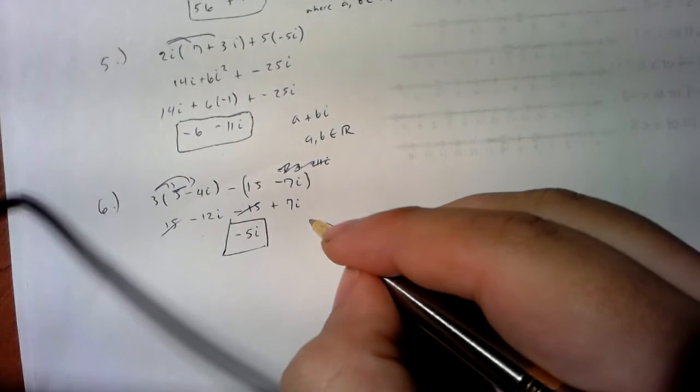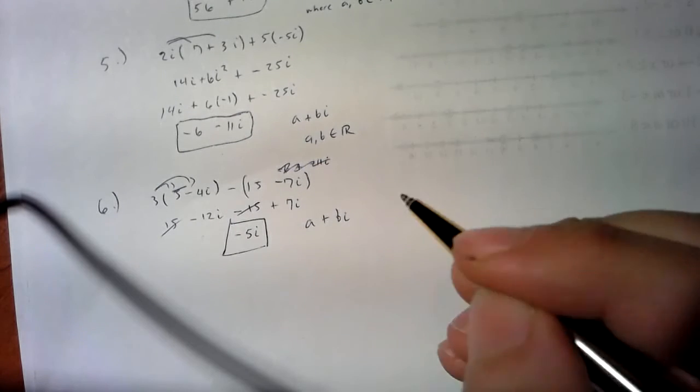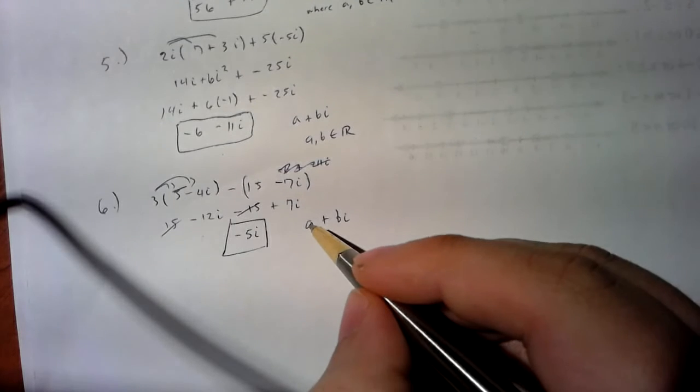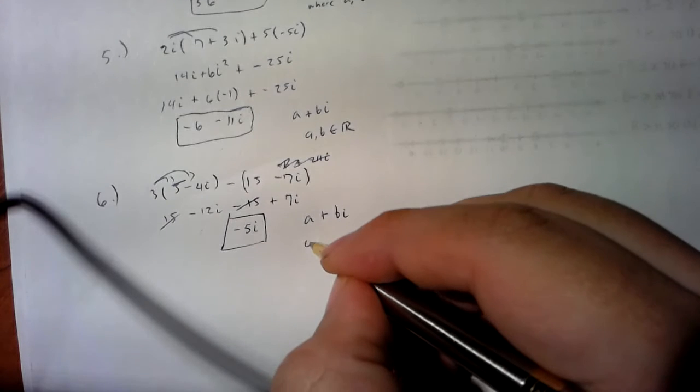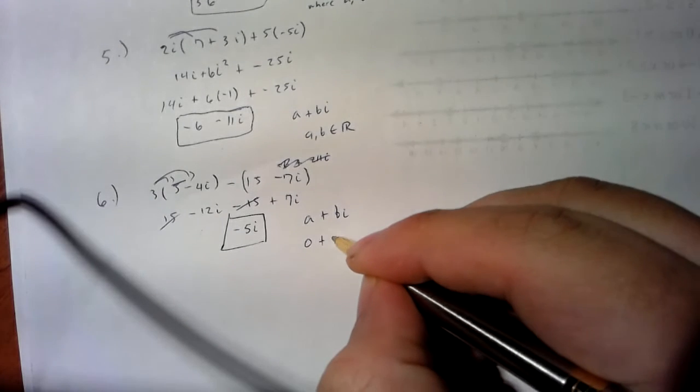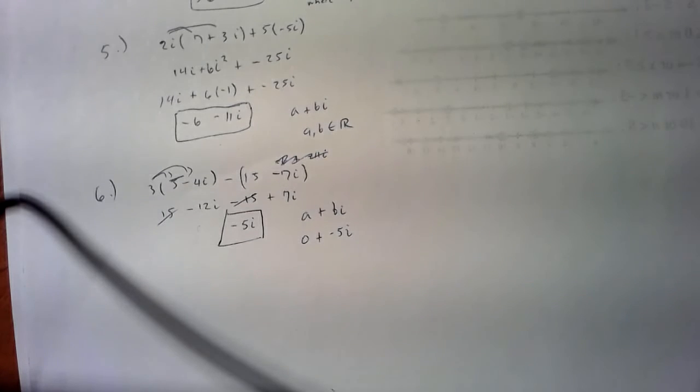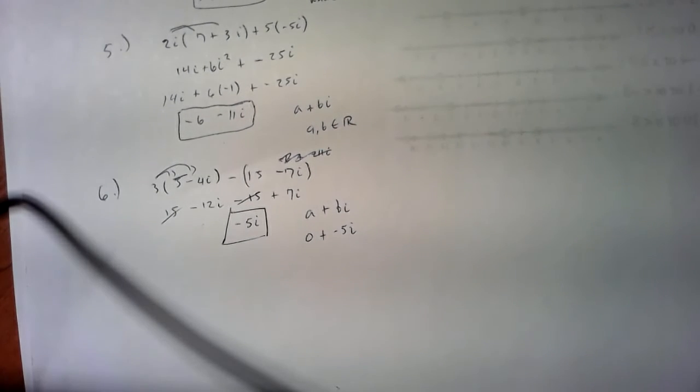Again, you might bring up this objection. Doesn't look like it's in the form a plus bi, so how is it a complex number in proper form? Well, again, our a and our b can be any real number. In this particular case, our a is 0, so it's like saying 0 plus negative 5i. Right, so it's in proper form.